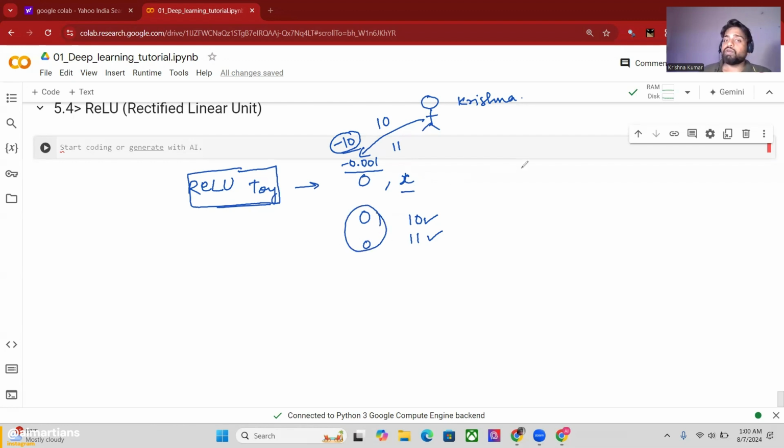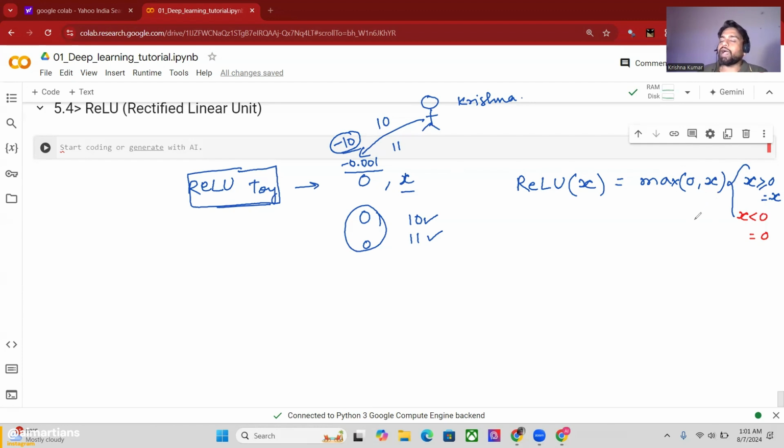So this is the ReLU function, which will always give us max of 0 comma x. Now there are some conditions. If the value of x is greater than or equal to 0, it will give us the same value as it is; you can say x it will return. But if the value of x is less than 0, it will simply give us 0 in that case. So there are two conditions only.